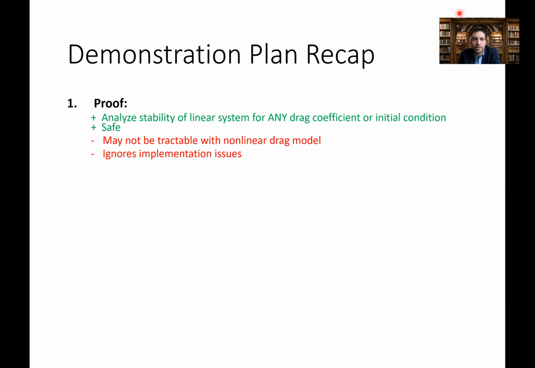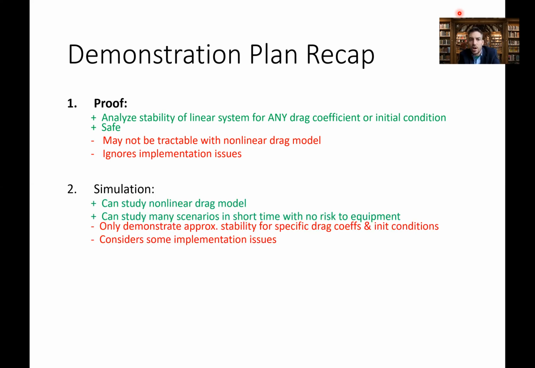To get over some of those, I'm going to do a simulation also. And the benefit of the simulation is I can study that nonlinear drag model, and I can look at many scenarios in a short amount of time. And again, I don't have to worry about risking the equipment by taking it out in the field just yet. Some of the drawbacks of it is, again, it's not as realistic as a true experiment. And there's only a finite number of simulations I could do. Even though I'm going to do 30, I can't actually test it for every possible initial condition in the way I could in the proof.